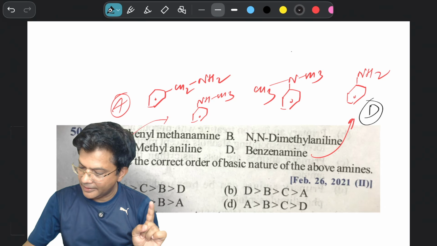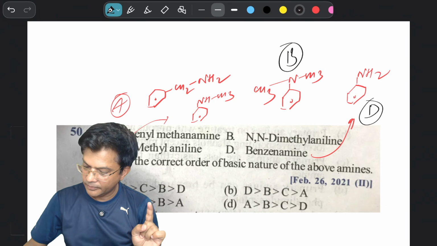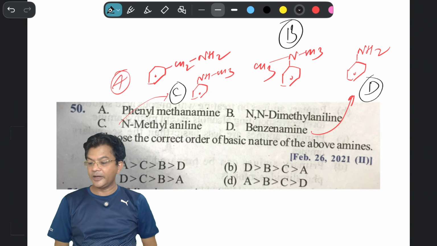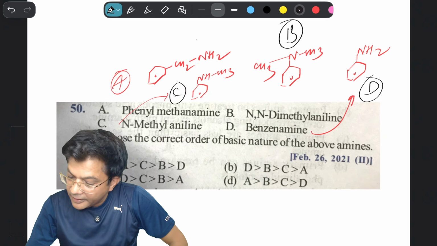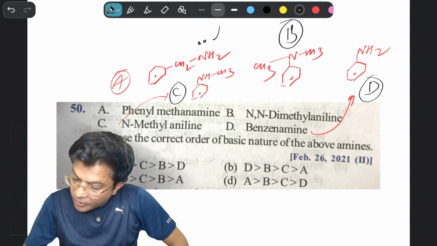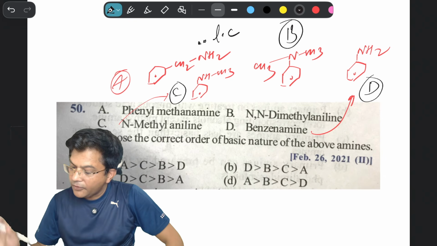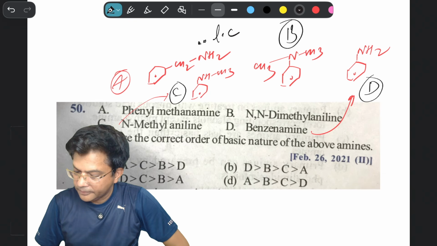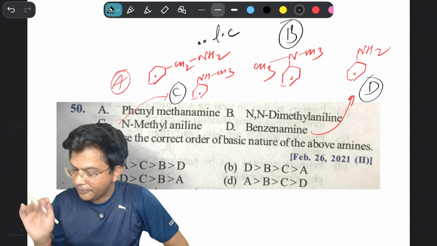And then dimethylaniline, this is B. This is your C. Now, if you know this much, then you can see one thing. Here the lone pair is localized. Rest of all the lone pair is delocalized. So which one? Choose the correct order of basic nature.